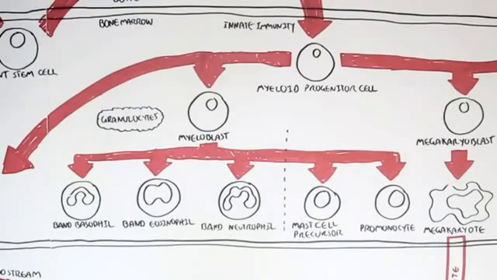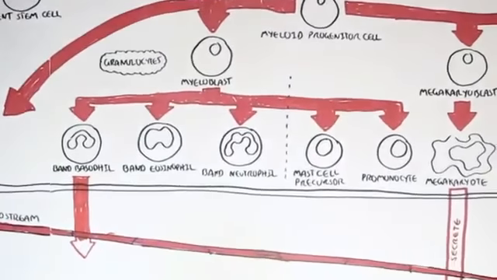Whenever a cell has a precursor or a pro within it, it means that it's not yet that particular cell. So for example, the mast cell precursor means that it's not a mast cell yet, but it will become a mast cell. And the pro-monocyte means that it's not a monocyte yet, but it will become a monocyte.